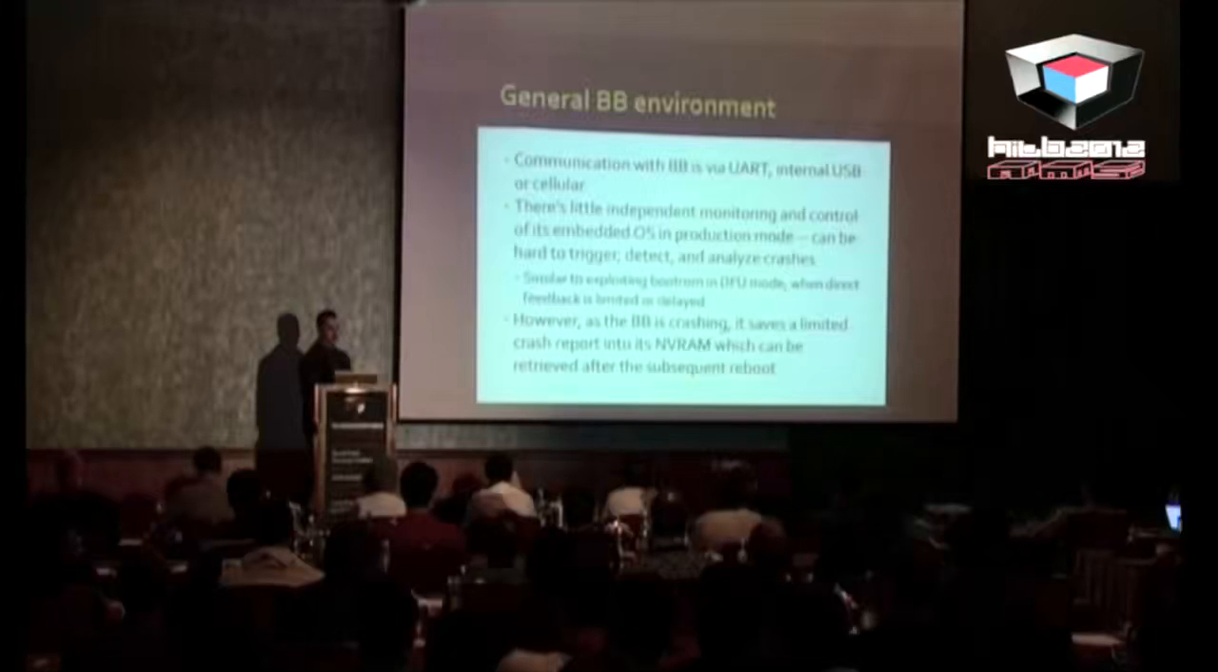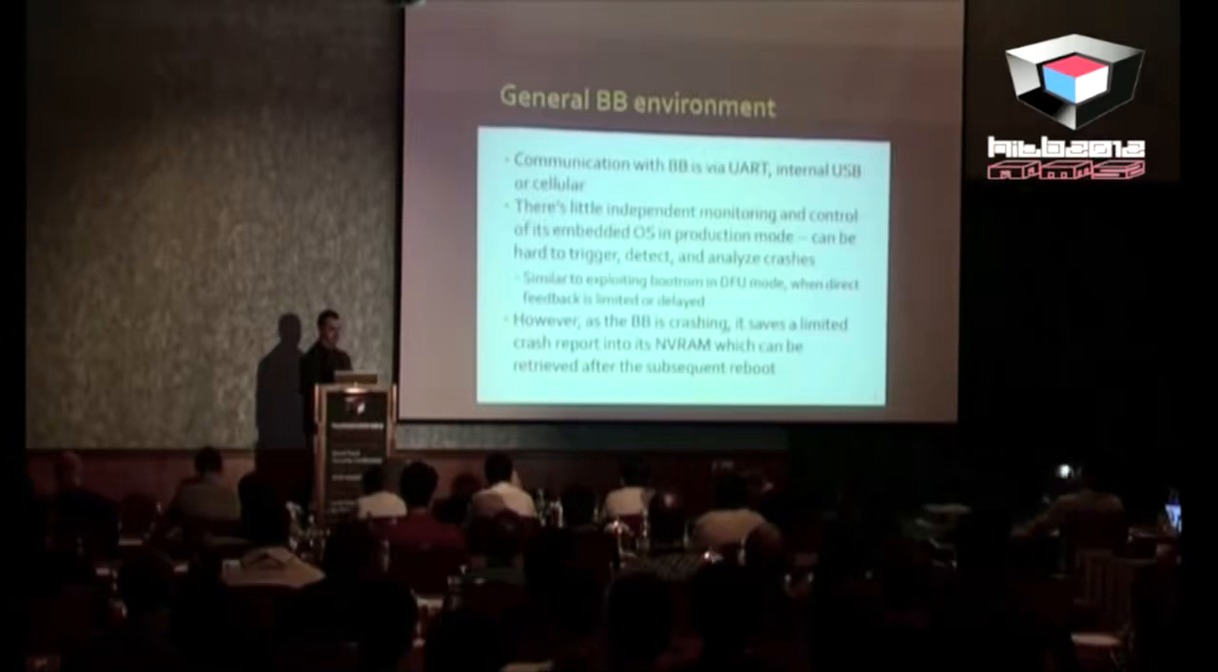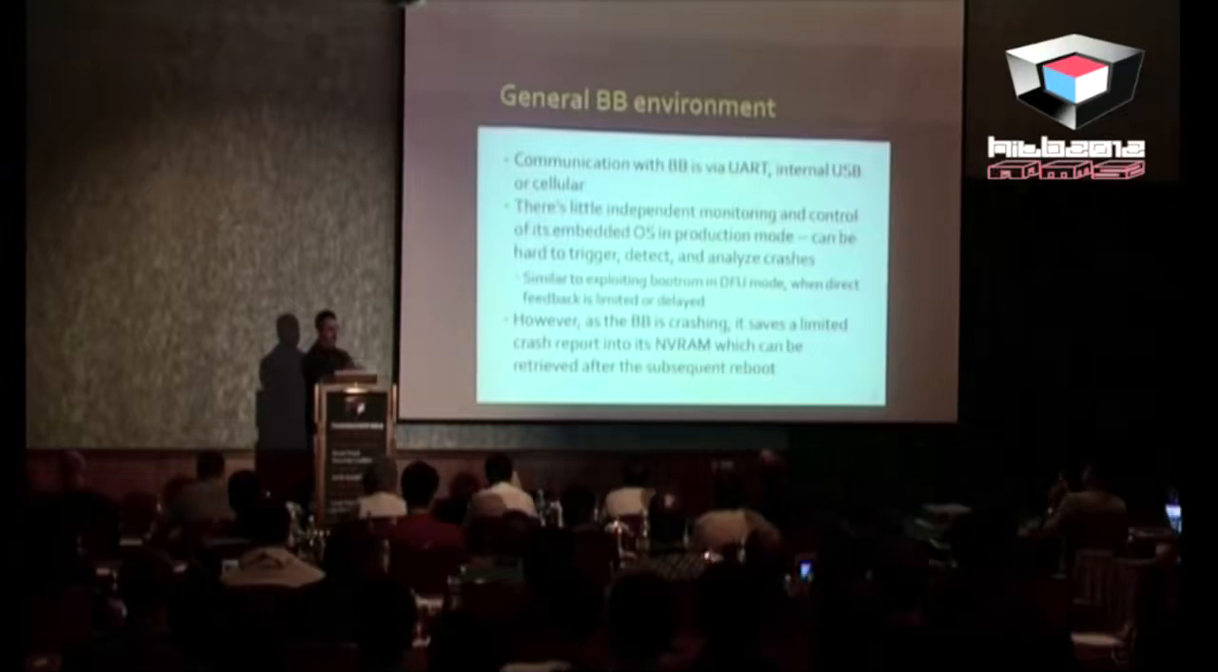Just some real basic stuff. The baseband is the embedded CPU that's responsible for the cellular part of your phone. You typically talk to it over the low-speed UART or high-speed USB, or of course the cellular network. It's a lot tougher to work with as far as exploit development goes because it's there in front of you, but you don't have the keys and you don't have the screen. You know you're talking to it, but it can crash at any time, and as soon as it crashes, you lose your USB.